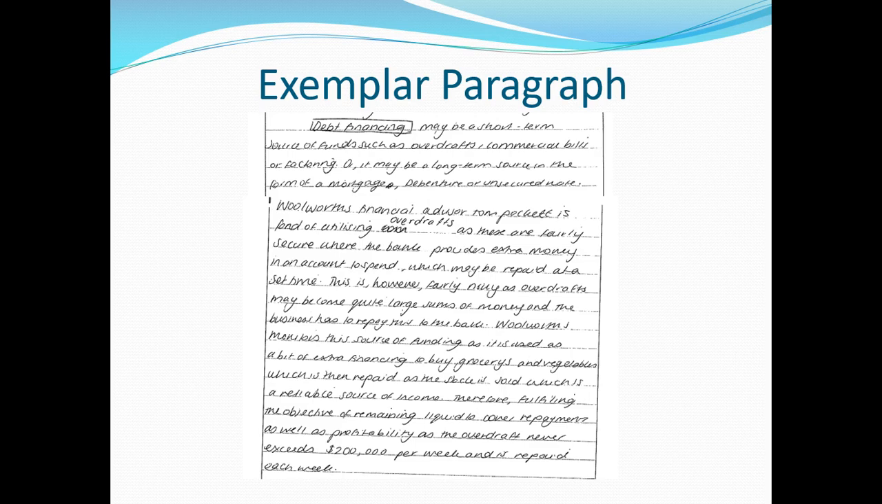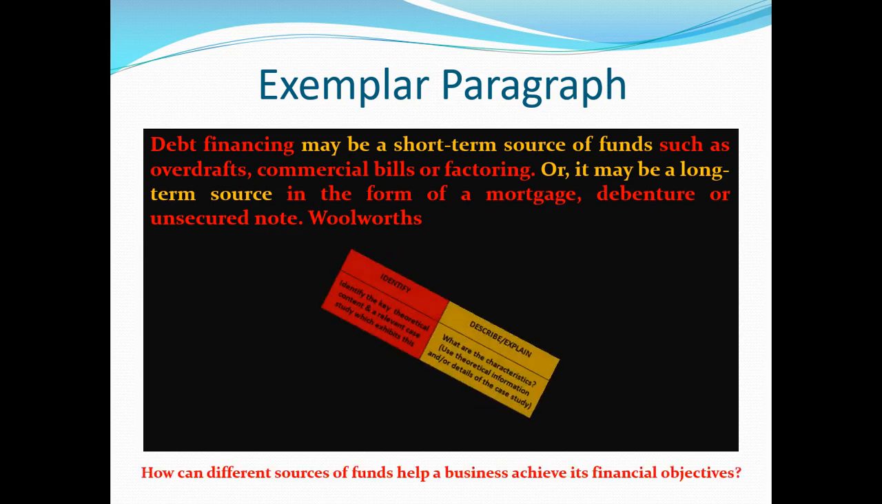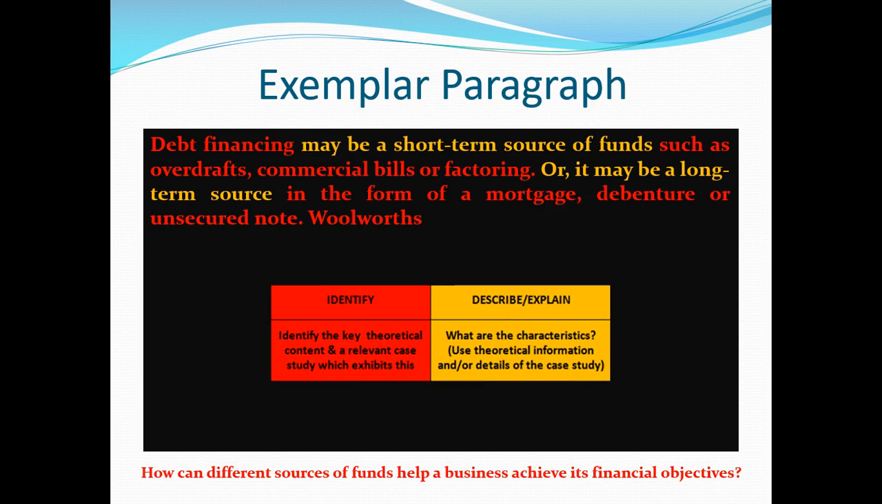So what I'm actually going to do, I've retyped it. So in the following clips, this is that same response, but it's now typed, and I've just color coded it. On our ALARM matrix, we've got the red, which is identify, and that's basically just the key theoretical content. But we also want to mention the relevant case study, in this case Woolworths, and you can see the last word there highlighted in red. But we're just identifying those key words, things like debt financing.